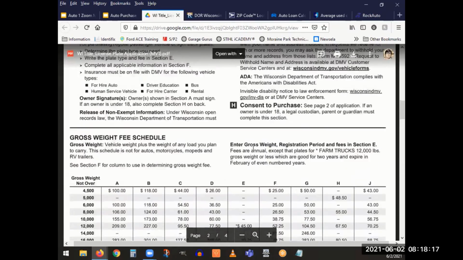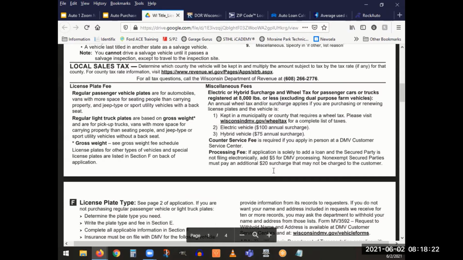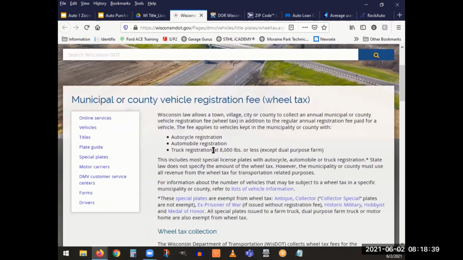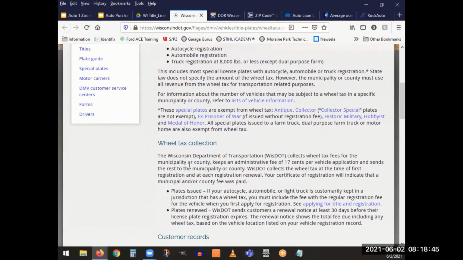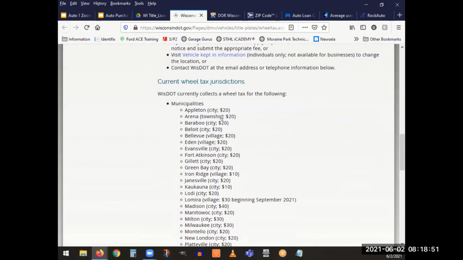So up here, I believe it actually talks to you about your electric car or hybrid car. Where is it? Miscellaneous. Okay, so here's your electric or hybrid surcharges and wheel tax. And it walks you through this, right? It says kept in a municipality or county that requires a wheel tax. If you have a wheel tax, you click on this website here. Let's find out if Fond du Lac has a wheel tax, or at least the city of Fond du Lac. I don't think they do either, but is there a way to search it? Okay, here we go. Yeah, so current wheel tax jurisdictions, no Fs.